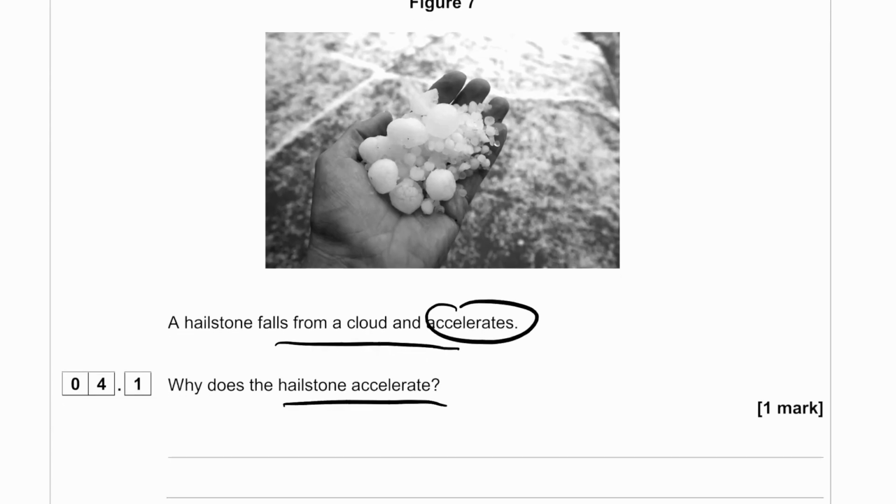But the key here is actually to understand what causes acceleration. And there is only one thing that you could put here. So go ahead and have a go. So it's a 1 marker, so it should be an instant answer. But actually, you have to say that there's a resultant force.